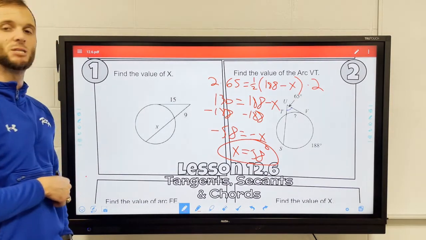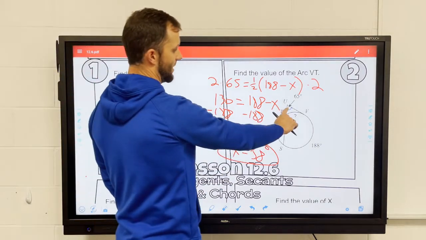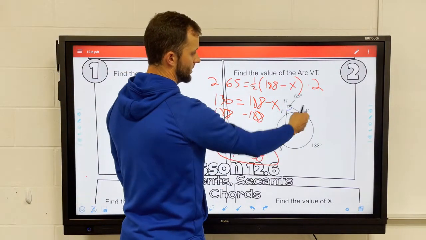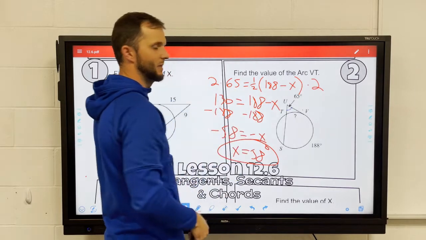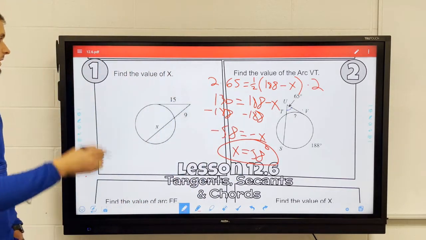Okay, and again, I just used the formula to find this outside angle. I'm going to take that big arc, subtract the small arc, and take half of it to end up giving me the angle. Let's jump over to example number 3.